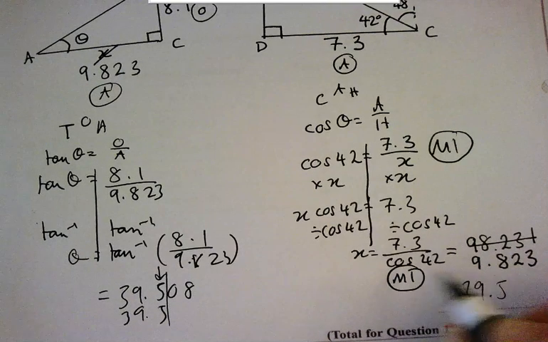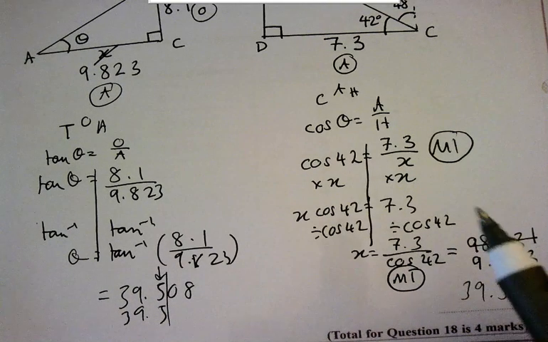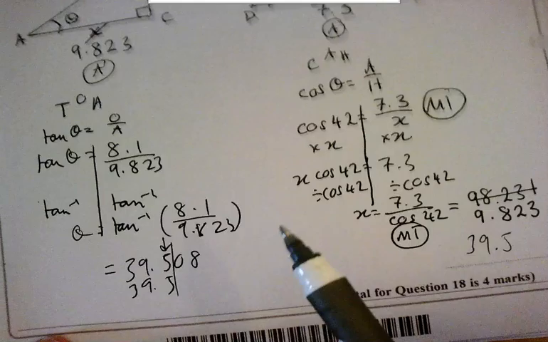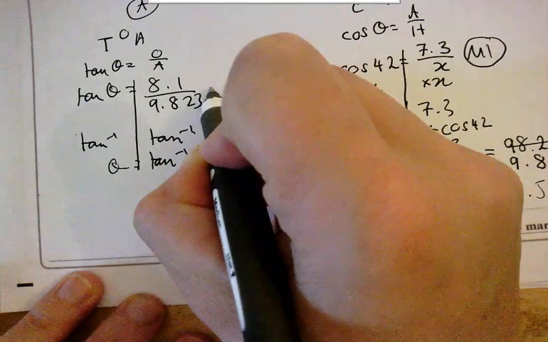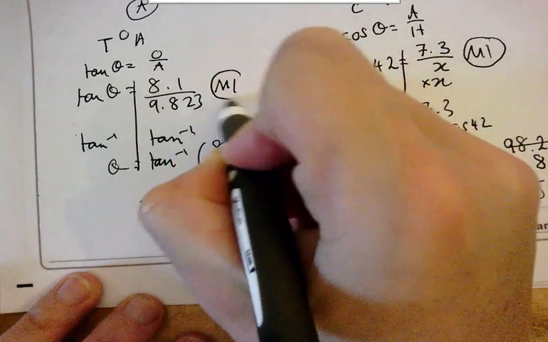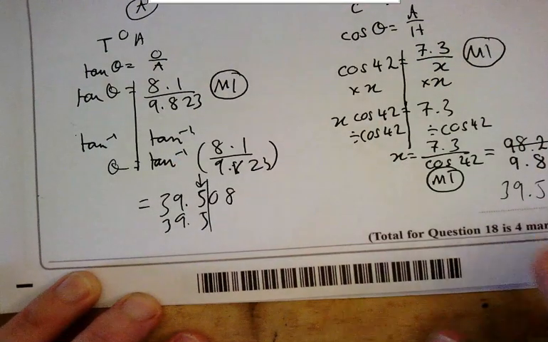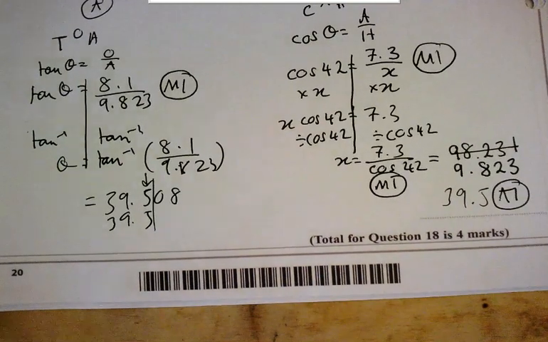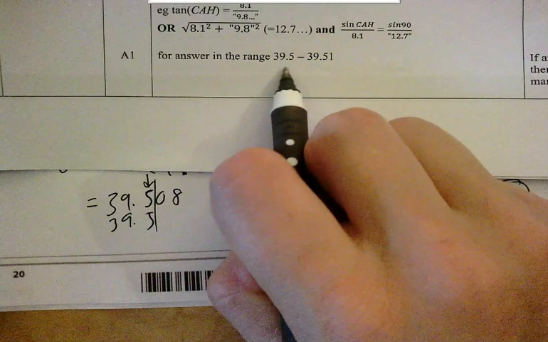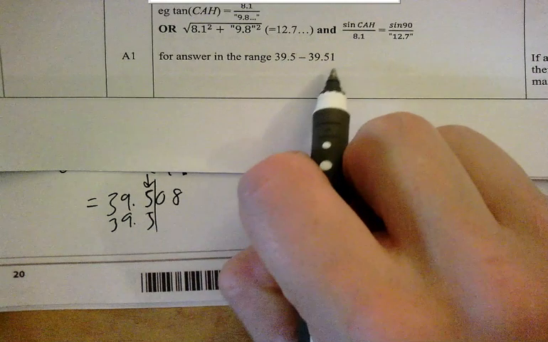That is a mark. You would get 1 mark for a complete process to find the angle, so getting up to here is where you get the mark. And then your fourth and final mark is for 39.5. There's a range, so from 39.5 to 39.51 you'll get the mark.